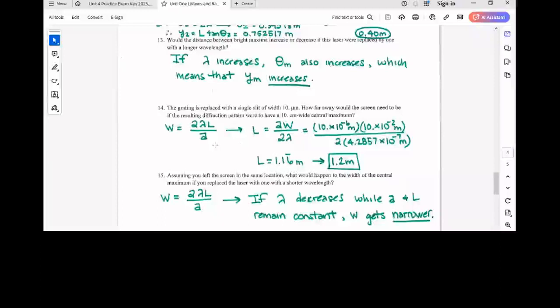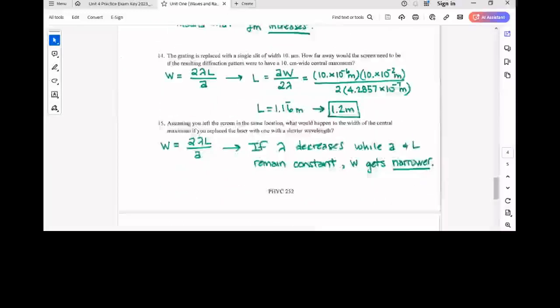maximum is. I know everything here except L, so that means that the slit width times the width of the central maximum over 2 lambda will give us L. And we're using the same wavelength as we used before. Both the slit width and the central maximum have to be expressed in the same units as our wavelength is expressed in. And I end up with an L that is 1.16 repeating meters. That's 1.2 meters to 2 sig figs.